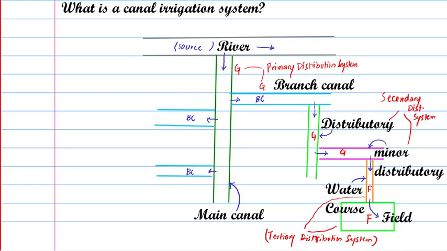Clear? So this is the actual canal irrigation system which we got, and we need to remember and follow this while we are designing or constructing any irrigation system. And this source can be a river, or it can be some sort of reservoir, like a dam, or any barrage.